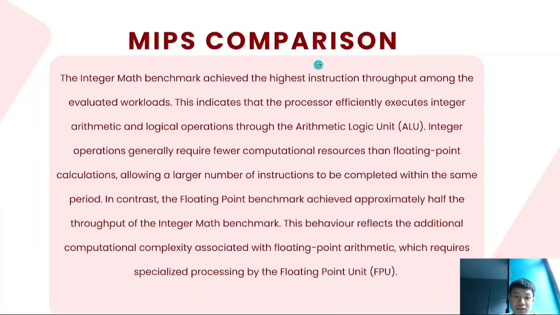For the MIPS comparison, these two results indicate that the processor executes integer instructions much more efficiently than floating point instructions. Integer operations are handled by the arithmetic logic unit, which performs arithmetic and logical operations with relatively low computational complexity. Floating point calculation requires the floating point unit, or FPU, which performs more complex arithmetic operations, resulting in lower throughput.